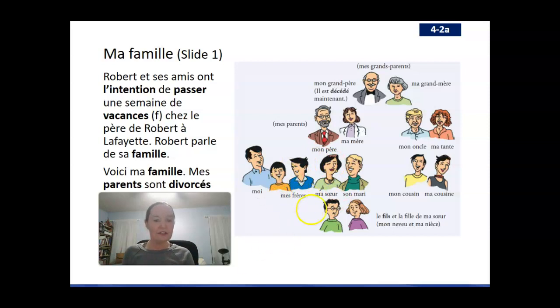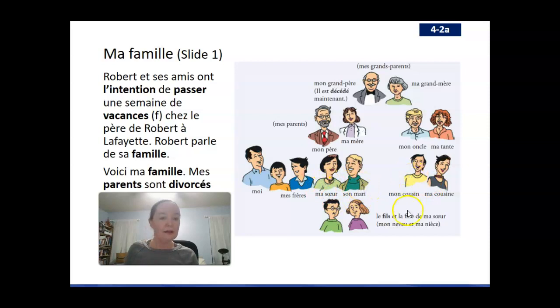And we see another form of the word my in French, mes frères. Mes is, of course, the plural form of my. So, mes frères, my brothers. Ma sœur. Son mari. Son means her in this case. Mari is husband. So, my sister and her husband.